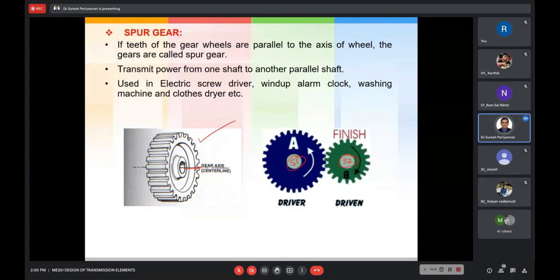Okay, now this is spur gear. I mean, spur gear, very important. This kind of questions you may expect. Spur gear imposes radial loads on the shaft. Radial loads on the shaft. Okay, this is the spur gear.